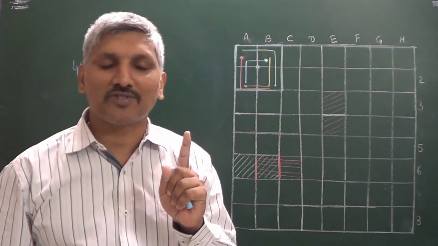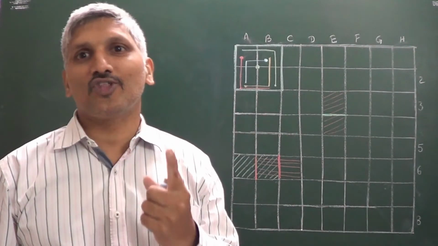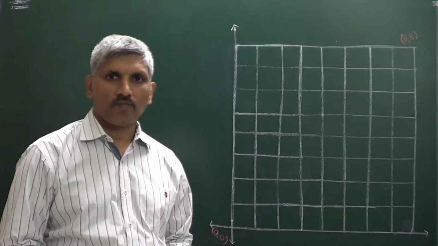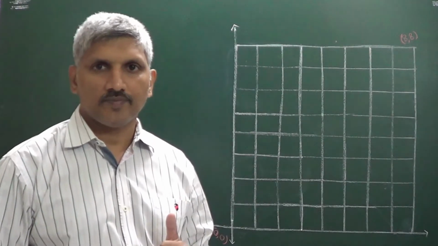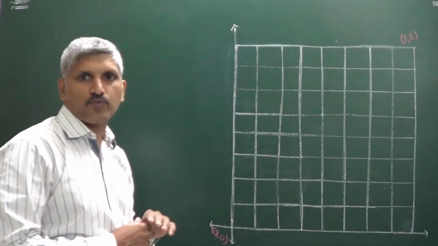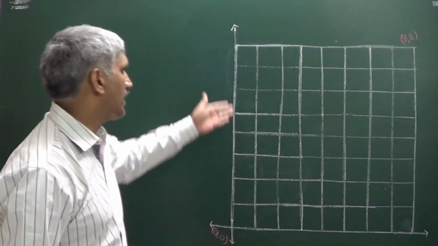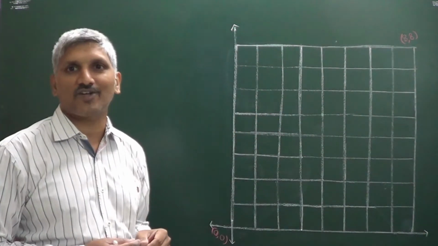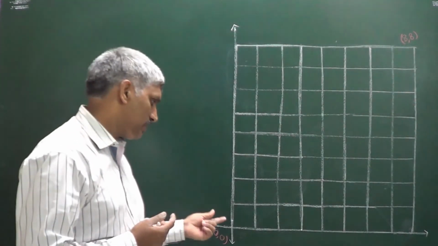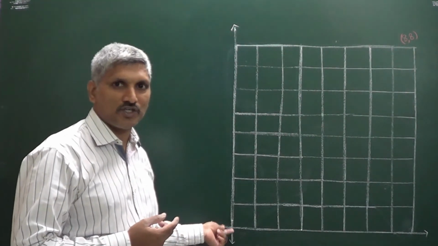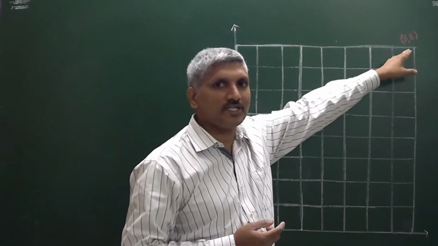Number of ways of selecting 3 squares so that they form a letter L. See another question here. Just it is not a chessboard now. It is an x-axis and a y-axis. You can feel this one as graph paper. You know very well, this is the origin, 0, 0 point, and this point is 8, 8.